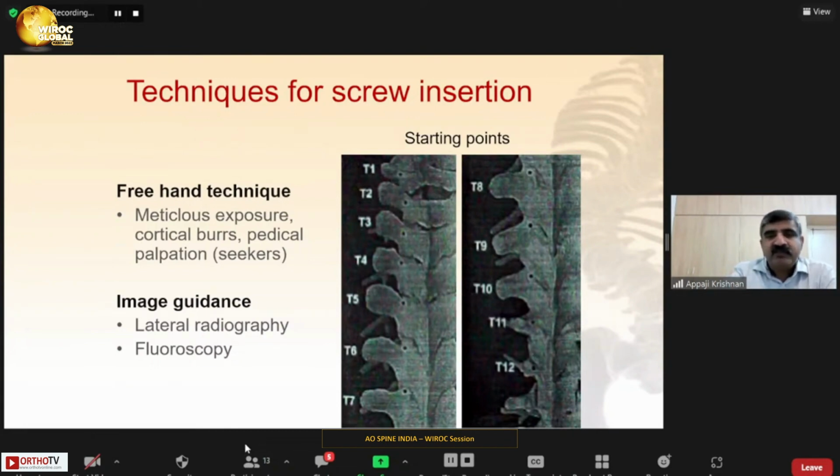These are the important entry points as we have marked in this picture. From T1 to T7, the point is in the upper end of the transverse process, where the transverse process meets the lamina, where the superior facet, transverse process and the lamina meet. From T8 to T12, the point moves slightly inferior and slightly medial.